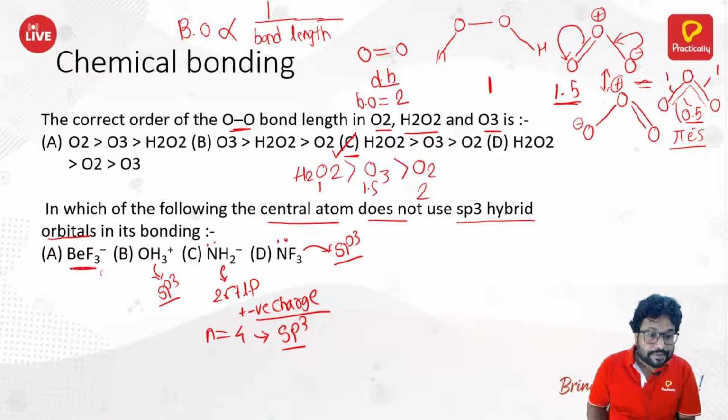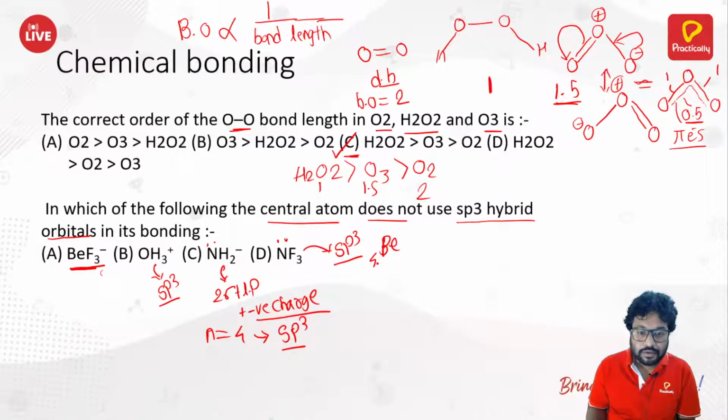Then BeF3 1 minus. Let's see what could be its hybridization. Now we have arrived at the answer. Obviously, all of B, C, D are using sp3. That means BeF3 1 minus must not be using sp3, right? Then what is it using? Let's see.